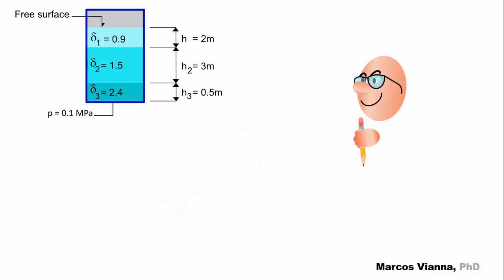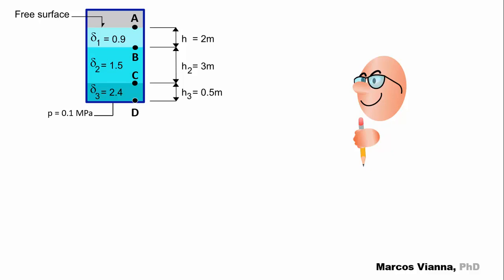A closed tank contains three immiscible liquids whose relative densities are shown in the figure. We'll assume that the air density is negligible. What's the pressure at the free surface, knowing that the pressure at the bottom of the tank is 0.1 megapascals? We mark the points A, B, C, and D in the figure.